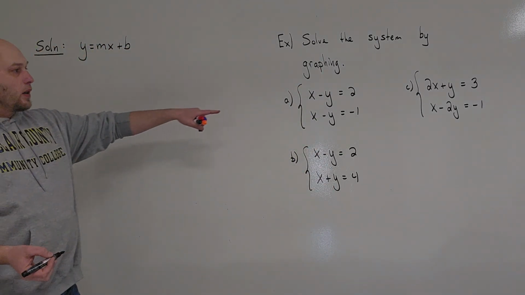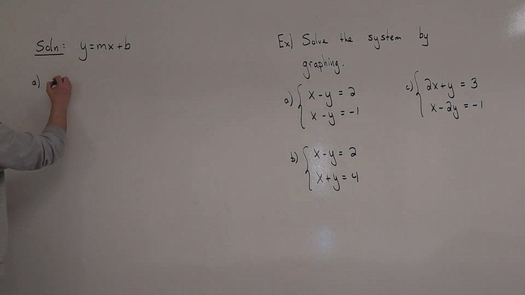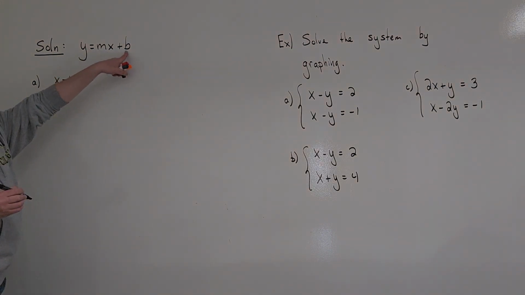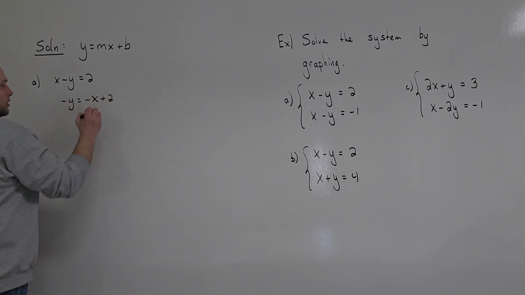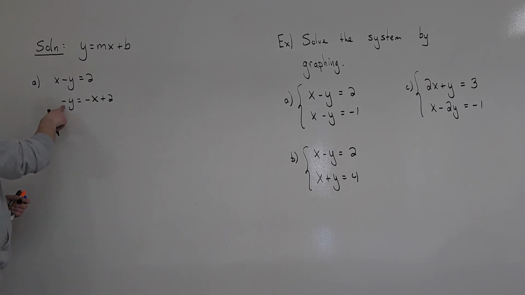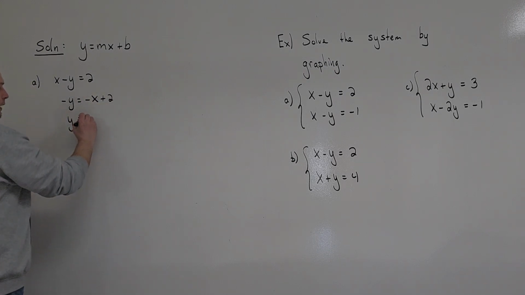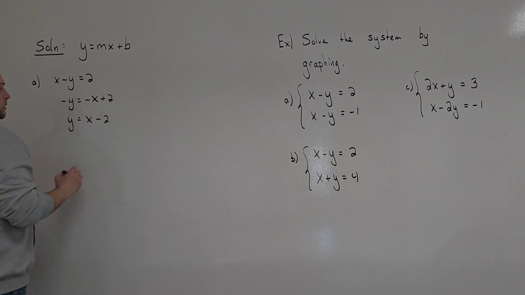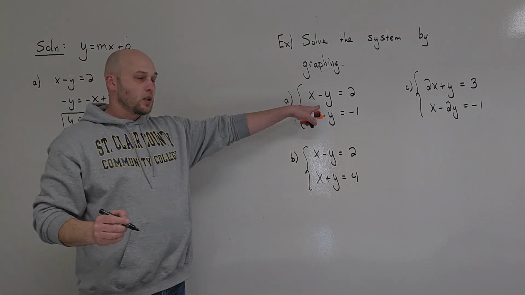All right, so let's start with part A, the first equation. We've got x minus y is equal to 2. What I want to do is put this in the form mx plus b. I'll subtract x to the other side, giving me negative y is negative x plus 2. And then to isolate y, I'll divide by negative 1. And remember, when I divide this side by negative 1, every term has to get divided by negative 1, giving me y equals x minus 2. This right here then would be the first equation of this system.